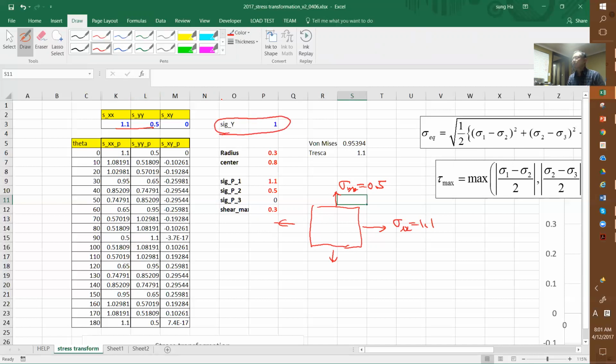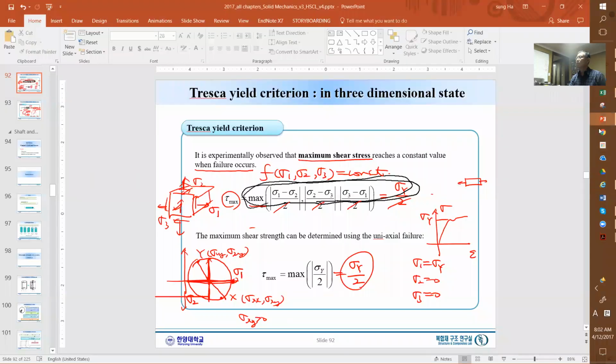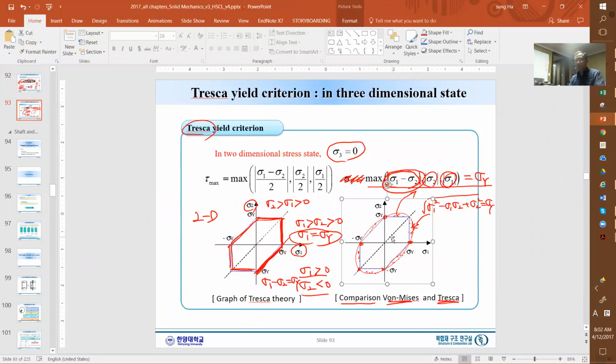Question is, will this material fail or not? Well, if we look at the Mises, this stress state gives us the value 0.9. So this is less than 1, so no failure. But Tresca said 1.1, so it's bigger than 1, so this material will fail. Okay, so again, depends on the materials and the theory, sometimes one says okay, sometimes the other one says not okay. That is simply because of these pictures.